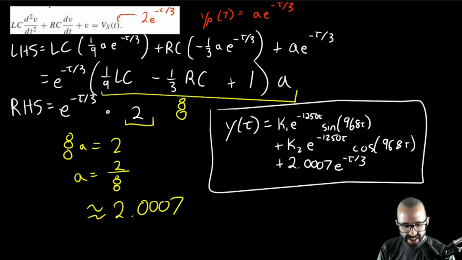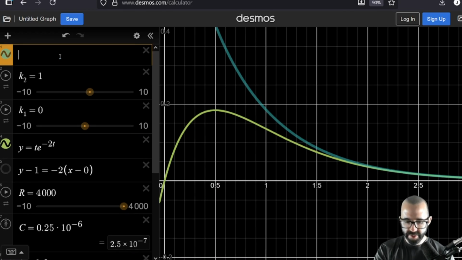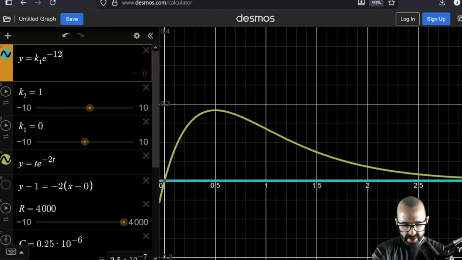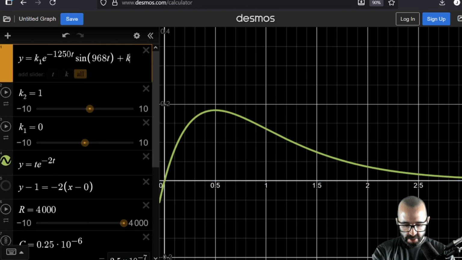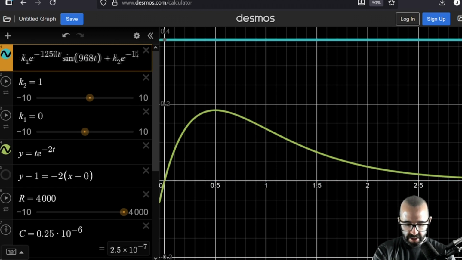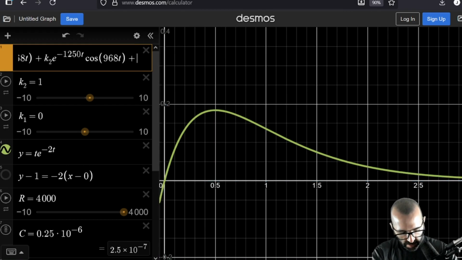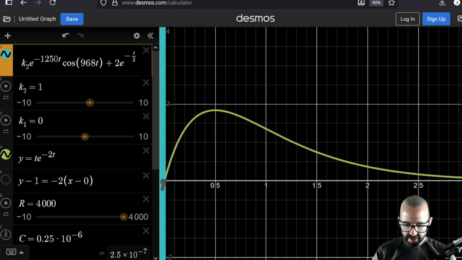Okay, so let's see what that looks like. That's our general solution. Let's plot this. So it's going to look similar to this. Well, I don't know, let's just retype it all. Y equals K1 e to the negative 1250t times sine of 968t plus K2 e to the negative 1250t cosine of 968t plus 2 e to the negative t over 3.